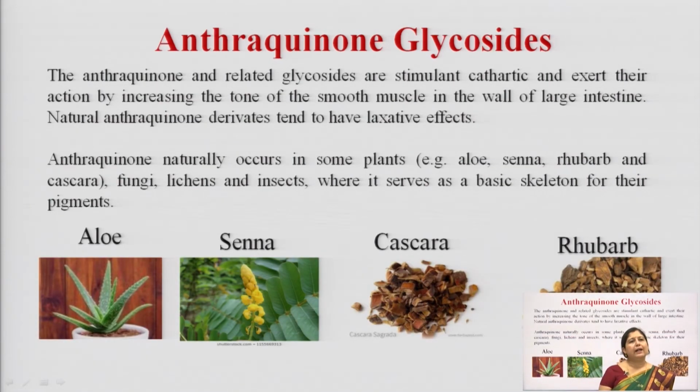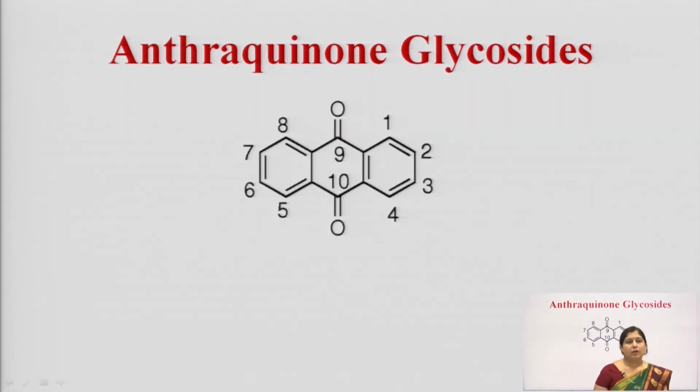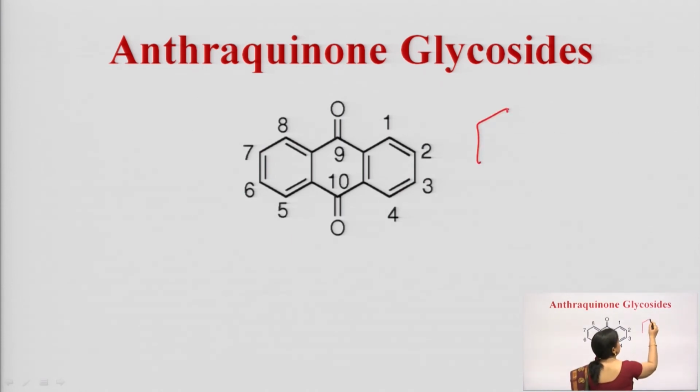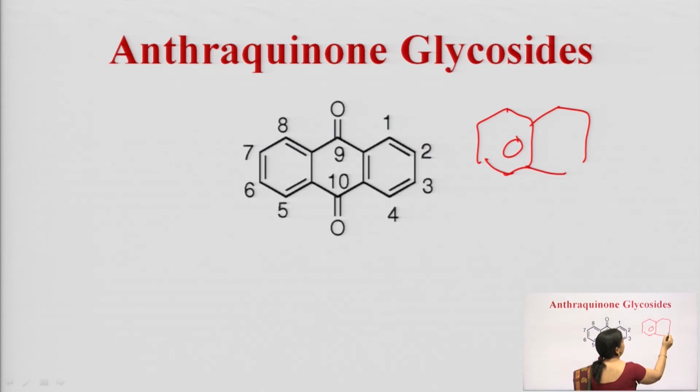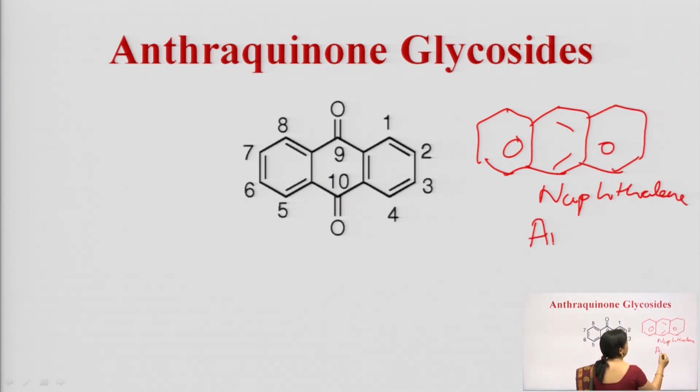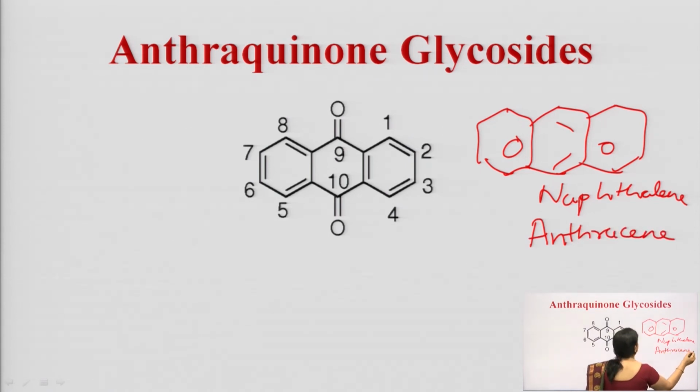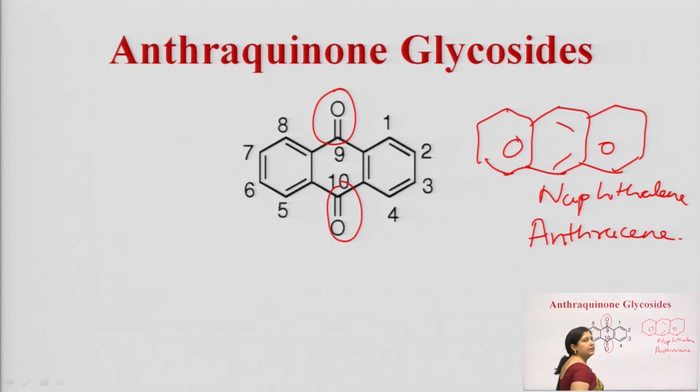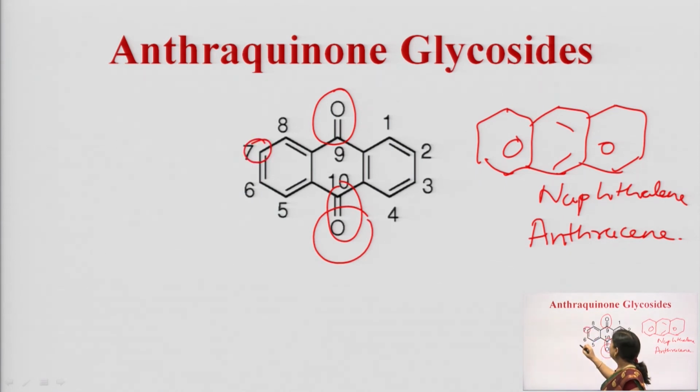Next is the anthraquinone glycosides. These anthraquinone glycosides generally have this basic structure. If I say this is the benzene ring, if I add another ring to it, it becomes the naphthalene ring, and if we add one more ring to it, then it becomes the anthracene ring. Now, when we add two keto groups to this anthracene ring, it becomes anthraquinone, and generally we have the binding either at the 10th position or at the 7th position for formation of the glycosides.